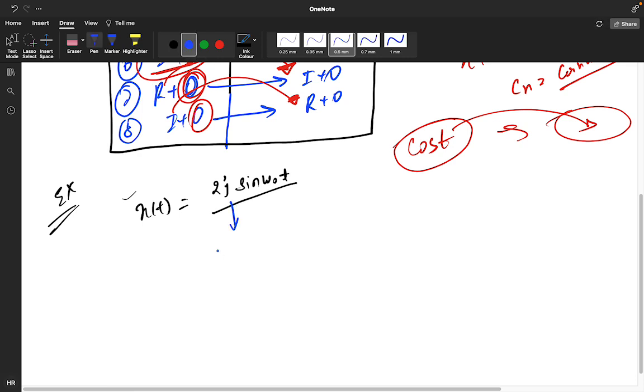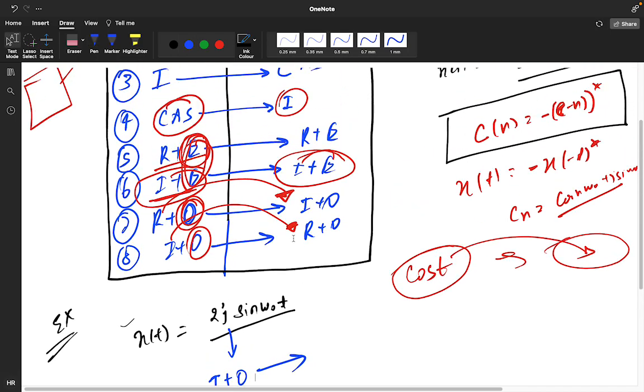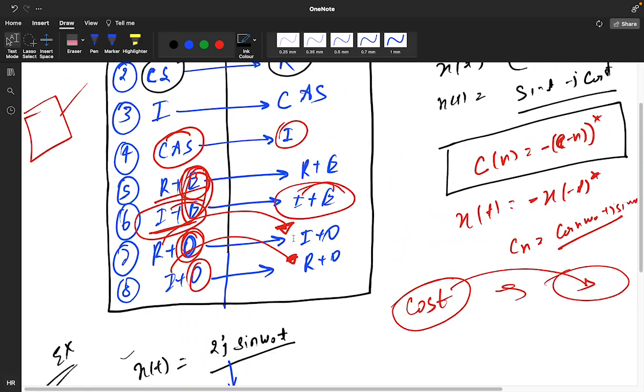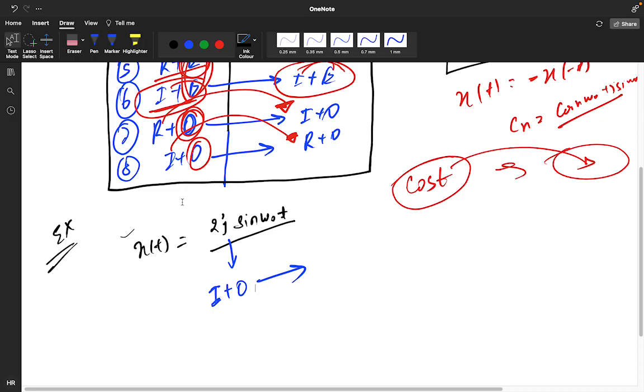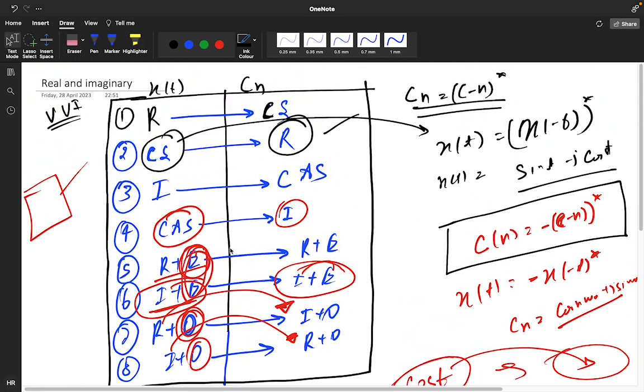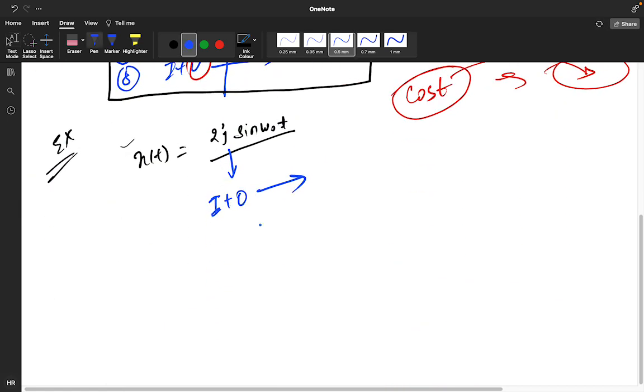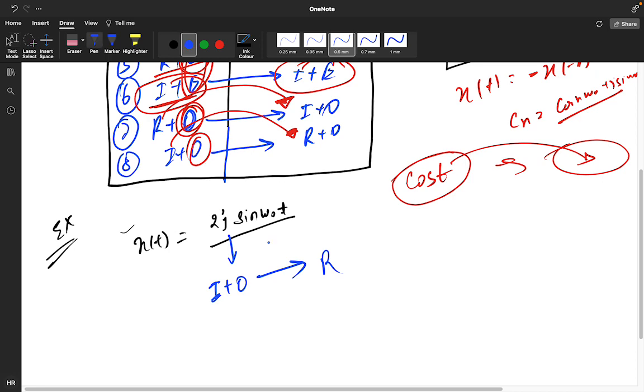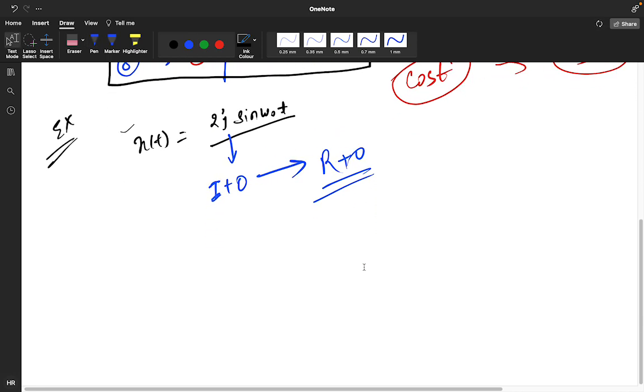J is coming, which means imaginary, plus sine omega naught t is an odd function. So imaginary plus odd function. If x of t is imaginary plus odd, what C of n value will you get? Real plus odd only. Okay, so you can check it like this.